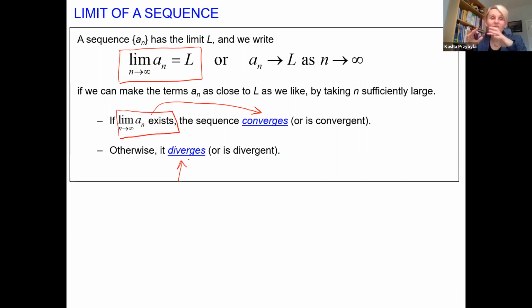Normally we can think of divergent as huge, like infinity. For example, the even numbers, that's our sequence from the previous slide. How does this sequence of even numbers behave as n goes to infinity? 2, 4, 6, 8, 10, 12. Can you tell me what this limit is?